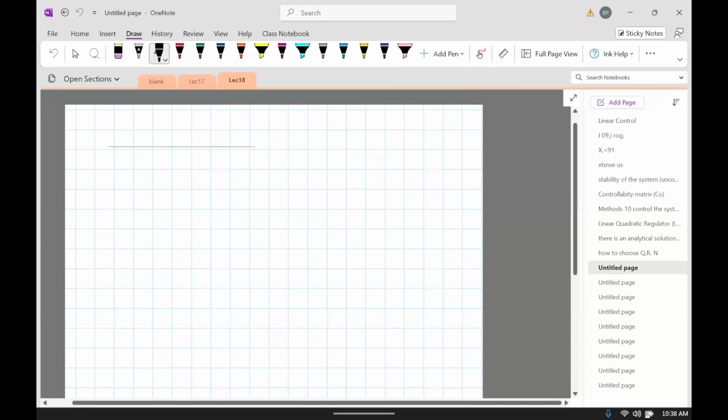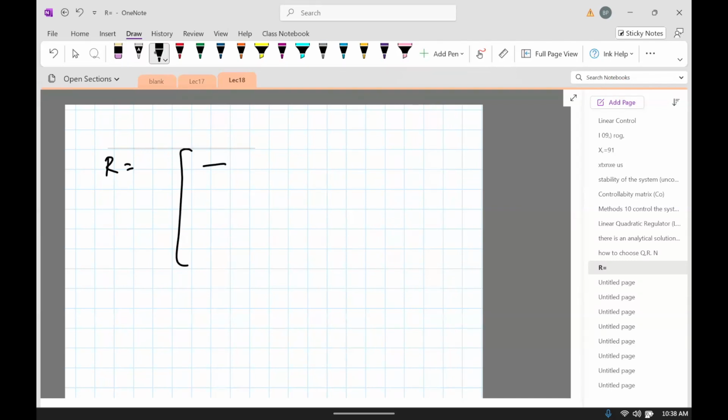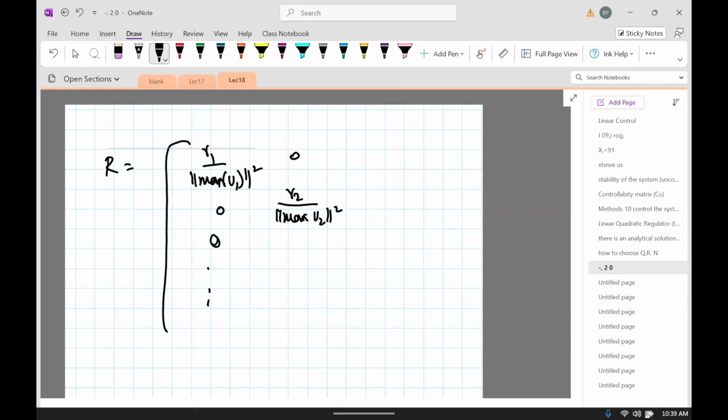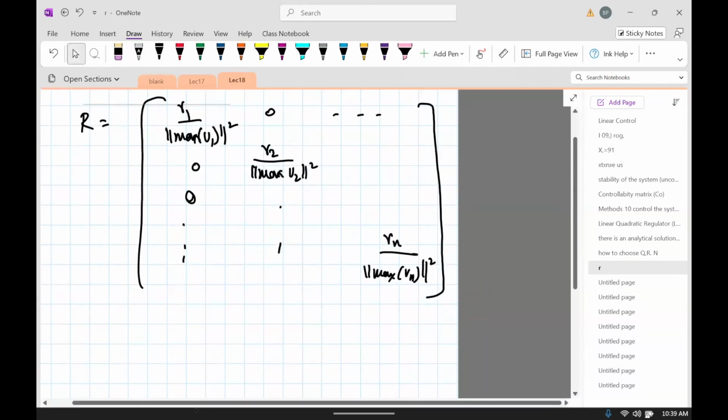You can do the same thing for r. So choose r like this: 1 divided by, sorry, r1 max u1 square, r2 max u2 square, 0, 0, and just keep doing that. Okay, so again, it achieves the same thing.